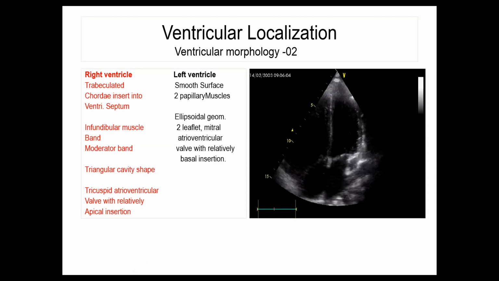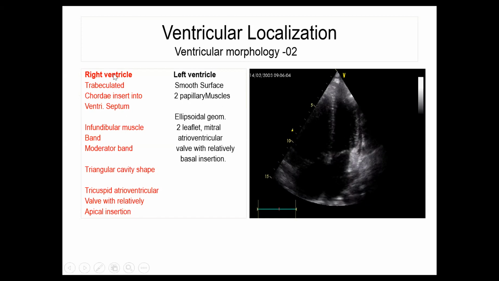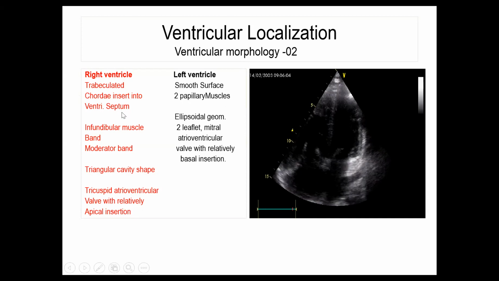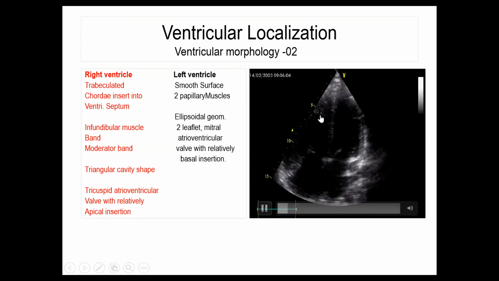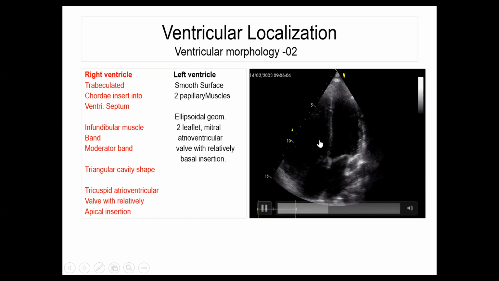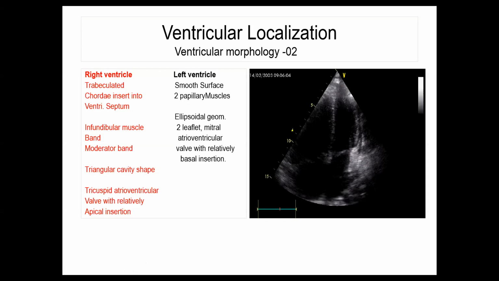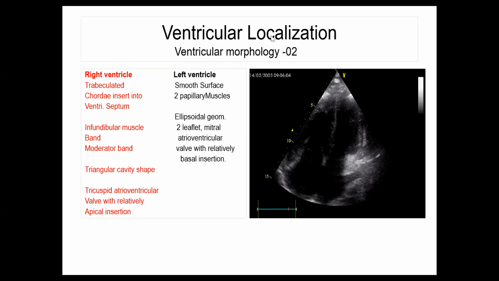That's how we differentiate these two ventricles. It's written over here: right ventricle is tuberculated, chordae inserted into the ventricular septum. There is an accessory or moderator band in the apex, which is triangular in shape. This is an ASD, it looks bigger. Then the tricuspid valve is apically placed.